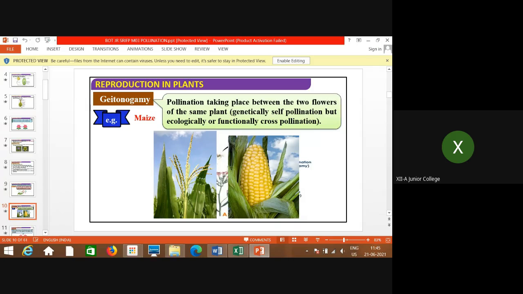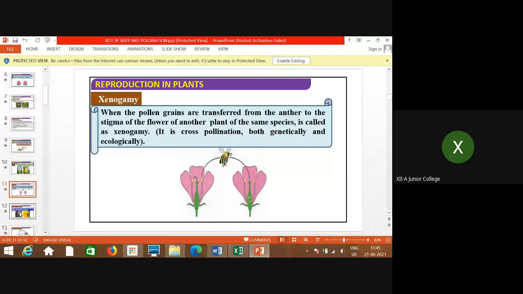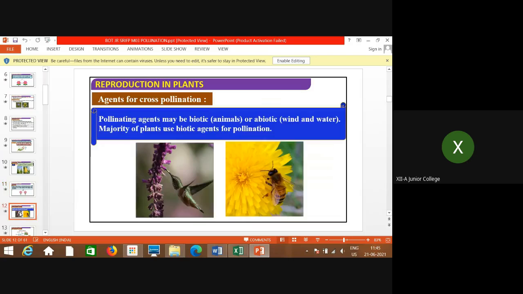So self-pollination. Geitonogamy, this is the best example, as I said, so many crop plants like rice, barley, jowar, maize, wheat. See, these are all crop plants, monocots. Most of these are examples of monocots. So they are where the transfer of pollen grains is from one flower to another flower, but the plant is the same. That is geitonogamy. Now xenogamy, totally two different plants, so obviously two different flowers, but the species should be the same.